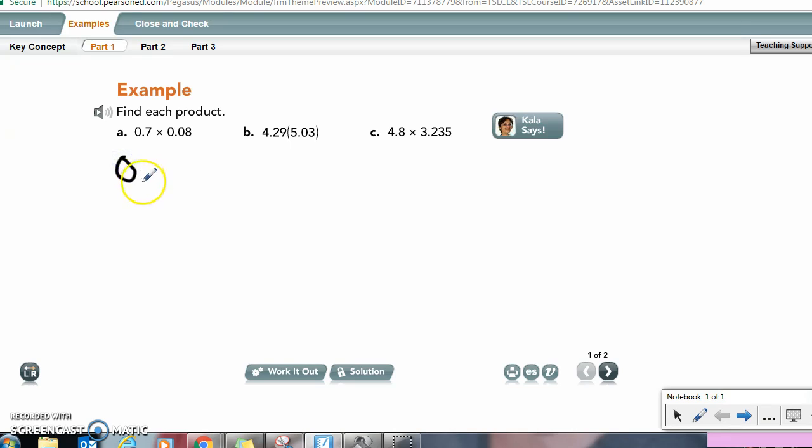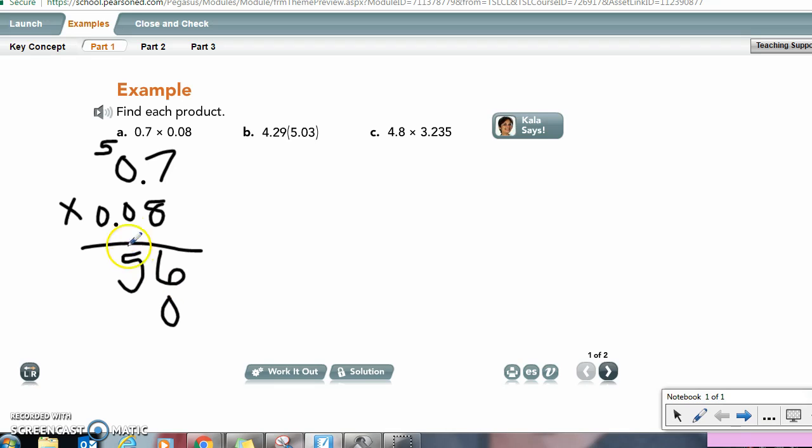If I have 0.7, I'm going to multiply that by 0.08. Let's go ahead and multiply. Well, 7 times 8 is 56. I can't forget to carry my 5. 8 times 0 is 0, plus 5 is 5. 0 is a placeholder. Now I'm at this 0, right? 0 times 0 is 0. 0 times 0 is 0.